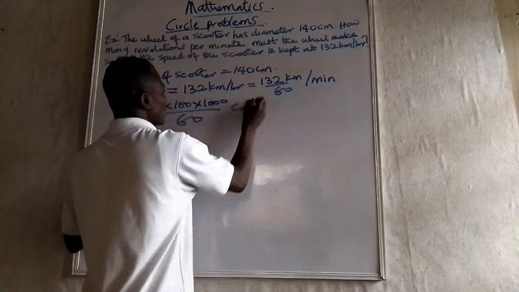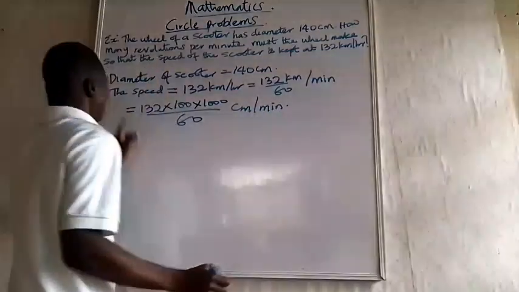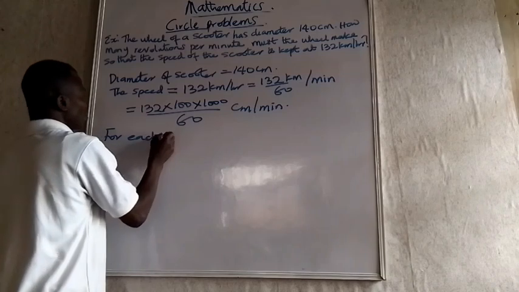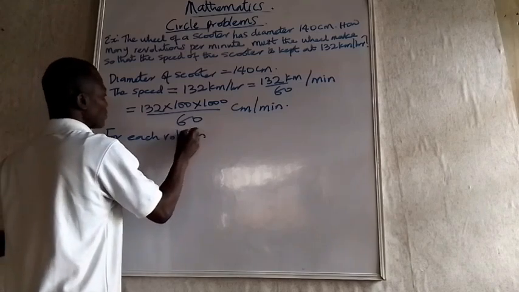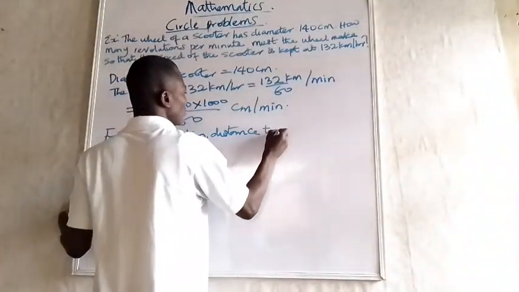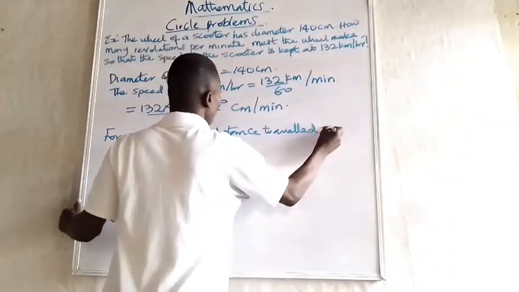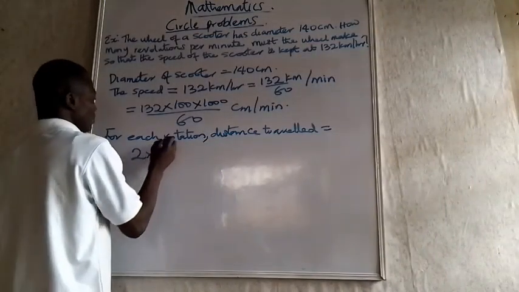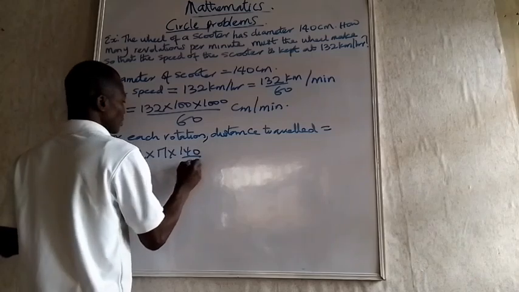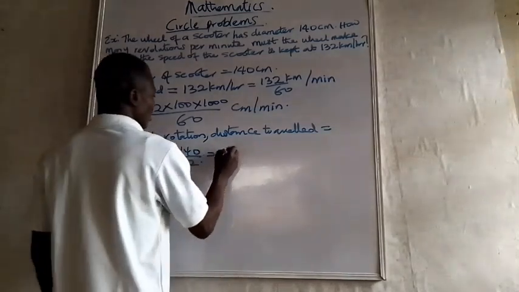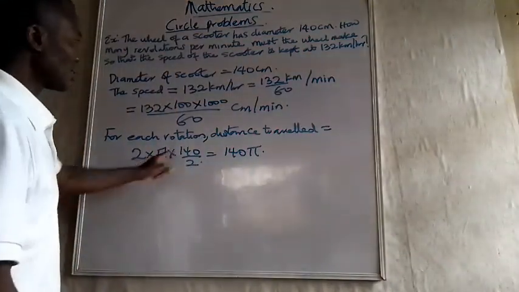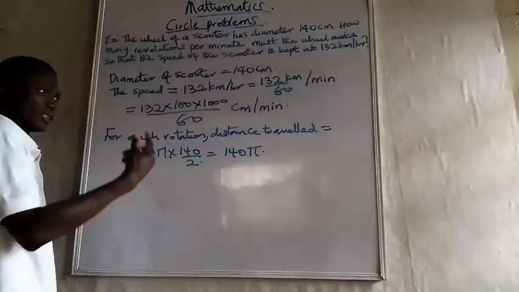So centimeters per minute. Now, for each rotation of this, distance traveled will be equal to 2 times pi times 140 over 2, and that is 140 pi. So that is for one rotation. So how many rotations must it make per minute?